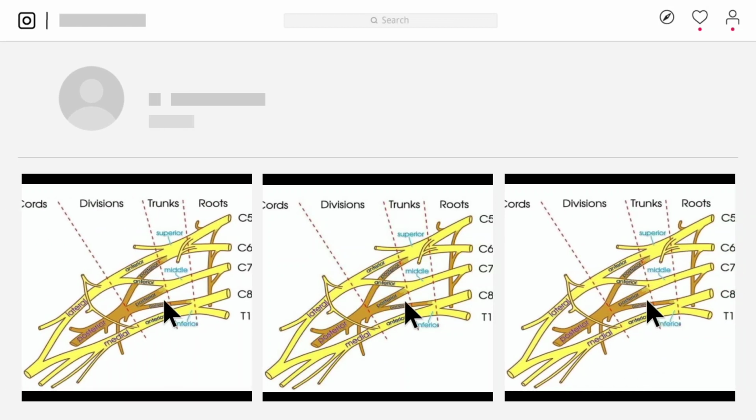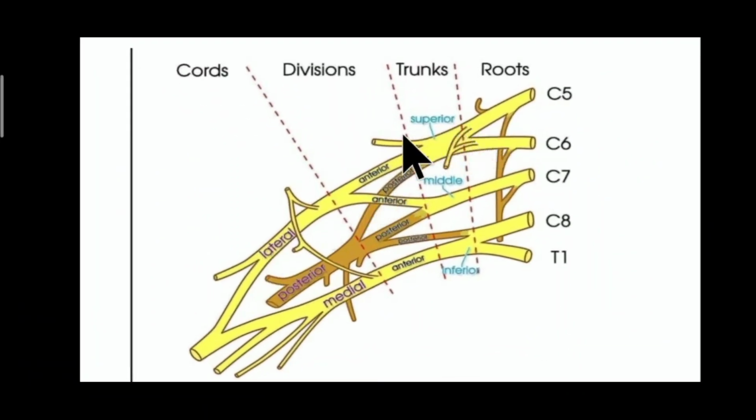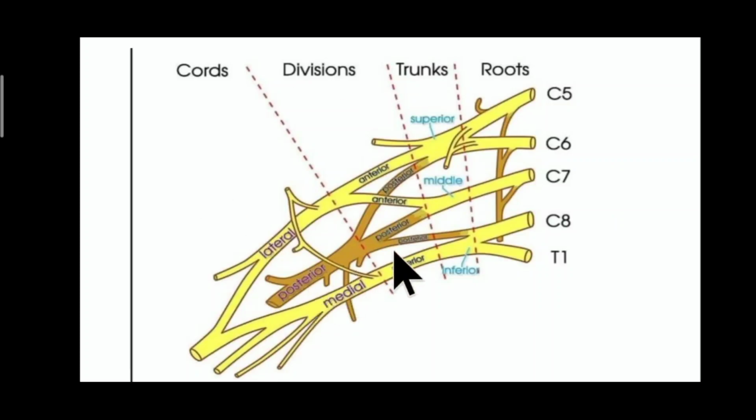So here see, these cords are formed by the upper trunk's anterior division and middle trunk's anterior division. These two form a lateral cord, and here the lower trunk's anterior division forms the medial cord, but here the posterior cord is formed by the three posterior divisions of all the trunks.